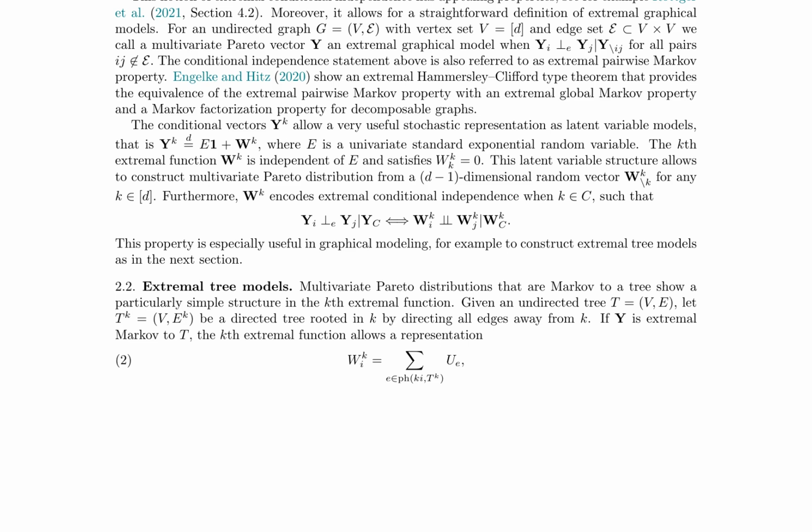The section also covers extremal tree models, which are multivariate Pareto distributions that are Markov to a tree. These models have a simple structure in the kth extremal function, allowing for a representation of W^k as a sum of terms involving path lengths and random variables U.